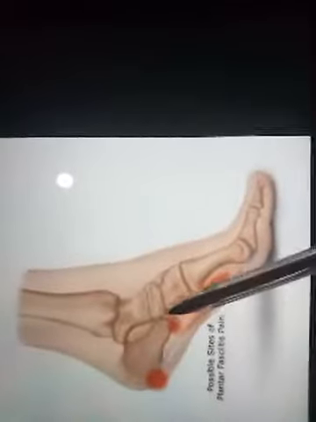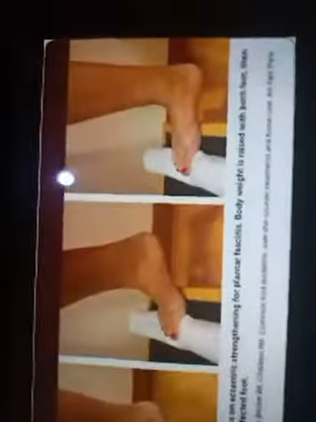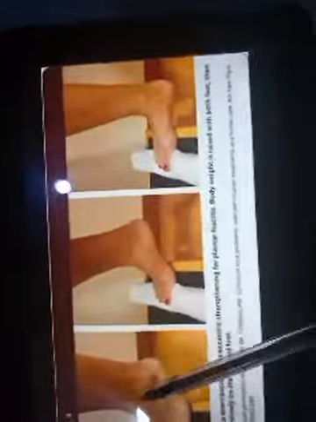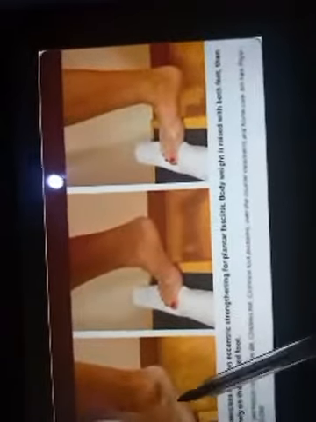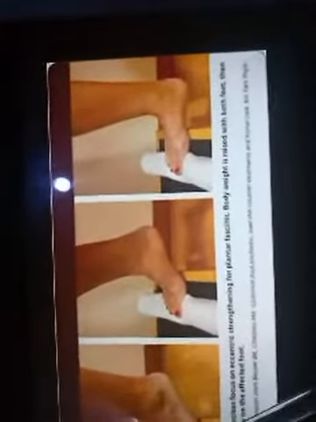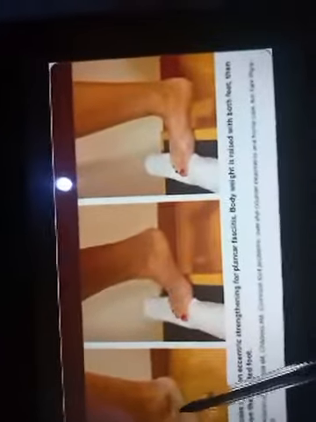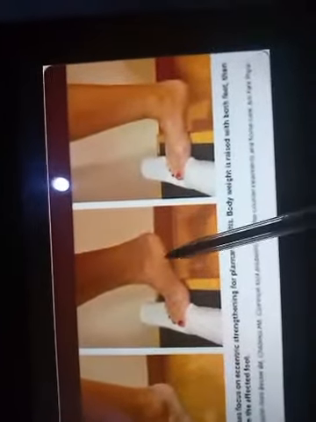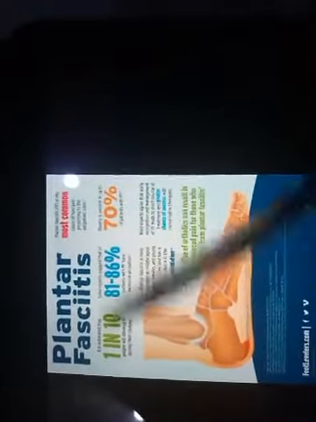Another one here. Okay, so these are some of the exercises that a physical therapist will teach you how to do when you come. So you have the standing on your toes and then going down and up. So this also helps to stretch and strengthen this structure called the plantar fascia under your foot. Okay, so these are some of the research that was carried out.